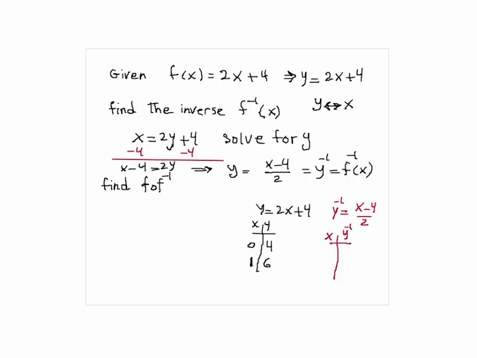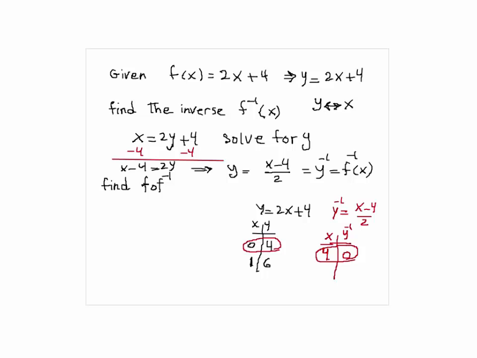Okay, now if I let x equal to 0, if x equal to 4, what is y inverse? If x equal to 4, anyone? 0. Yeah, 4 minus 4 would be 0, 0 over 2 would equal 0. You see how it's switching the position of the x and y here for its inverse?